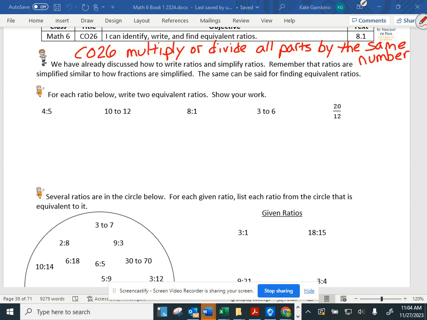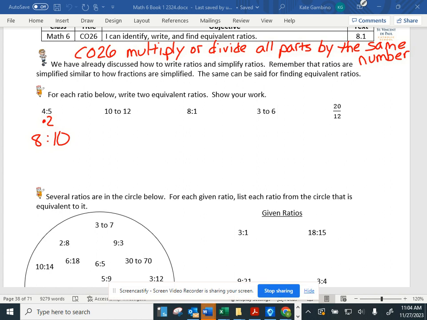Just like when we're simplifying down, we're dividing out the same number from the top and bottom. When you're finding the equivalent, you would say, okay, maybe I'm going to multiply them both by 2. 4 to 5 would be 8 to 10. Whatever you do to one side, you have to do to the other with your multiplying and dividing. Any questions on equivalent ratios?